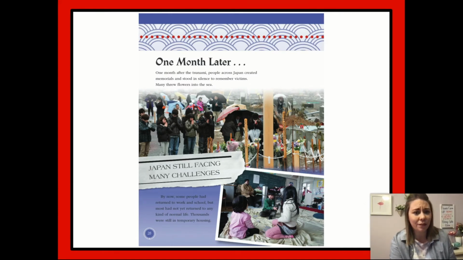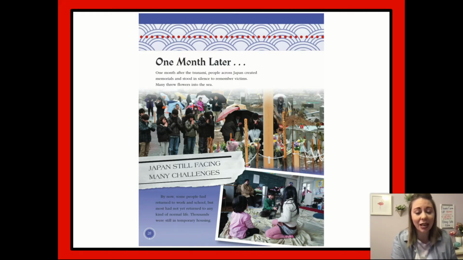One month later, one month after the tsunami, people across Japan created memorials and stood in silence to remember the victims. Many threw flowers into the sea. Then it says, Japan still facing many challenges. By now, some people had to return to work and school, but most had not returned to their normal life.